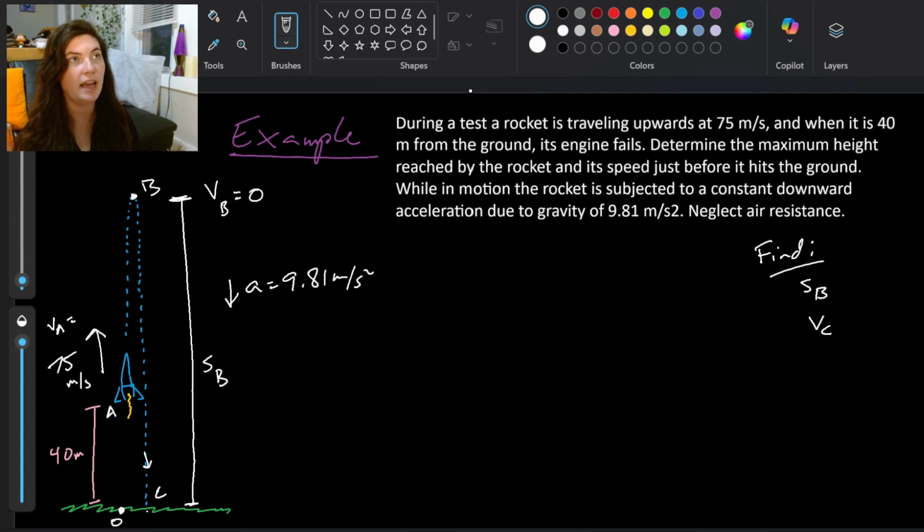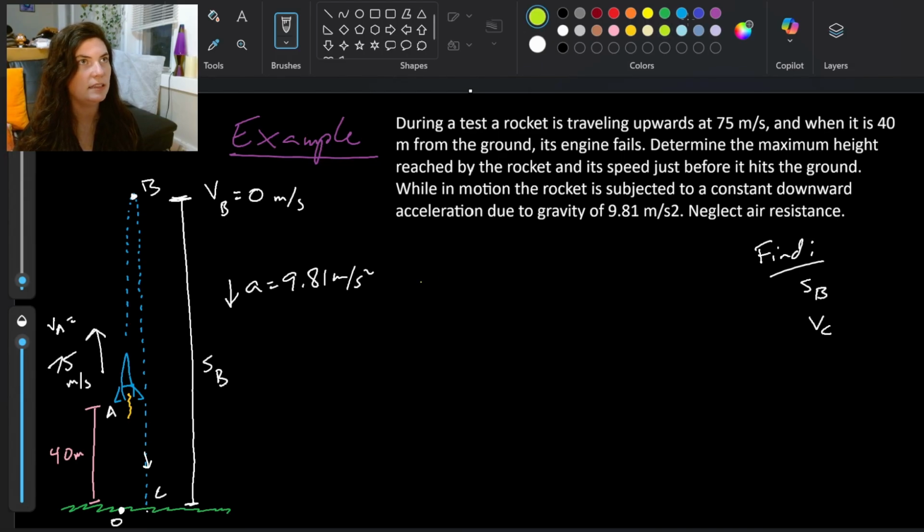Right? The velocity at B we know is 0 meters per second. Because of that deceleration acting downward on it, that velocity has to go from a positive to a negative due to the negative acceleration.